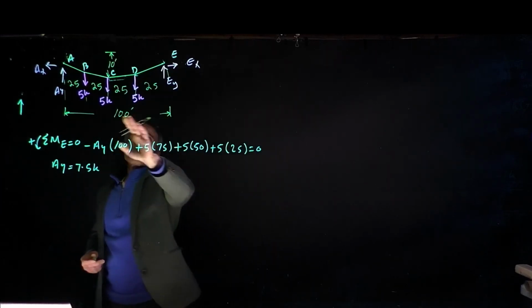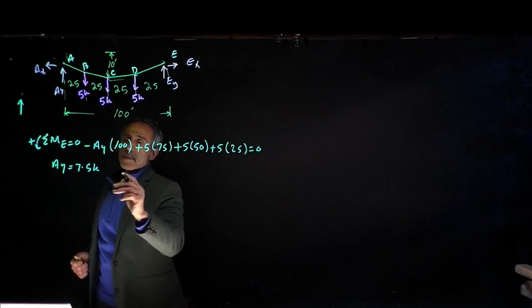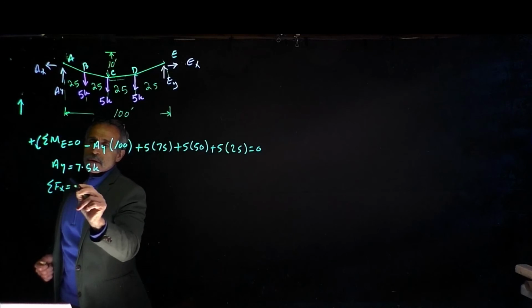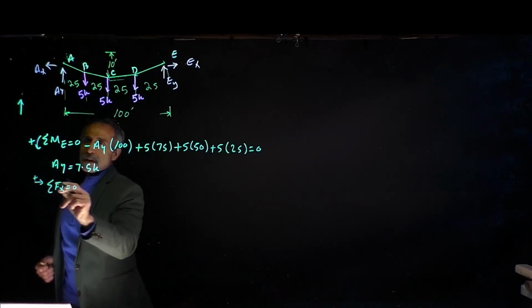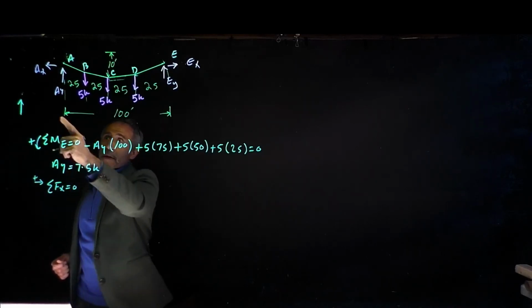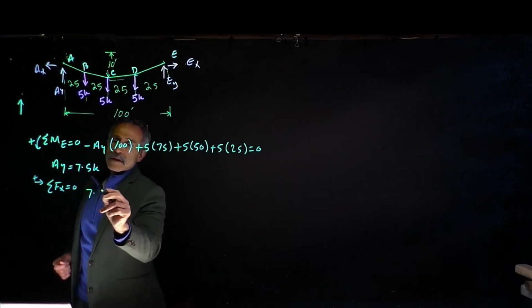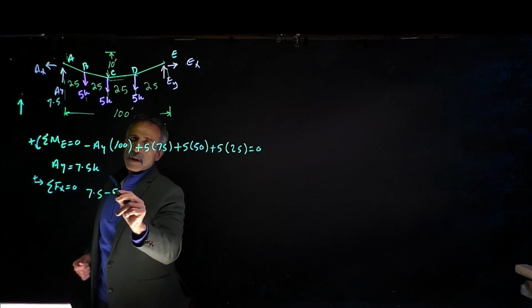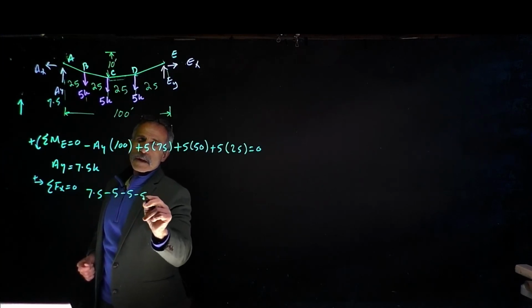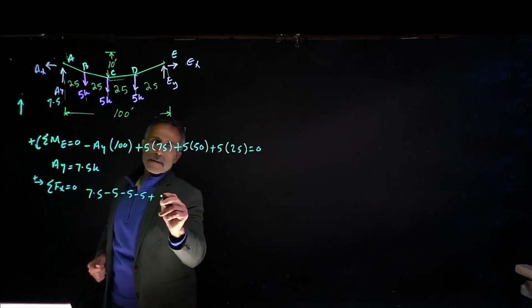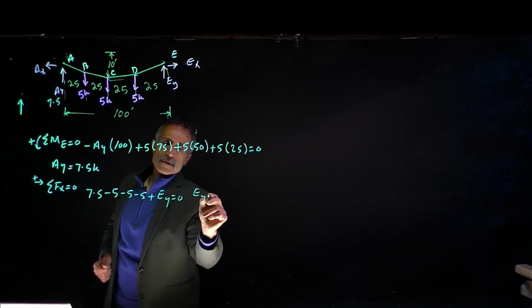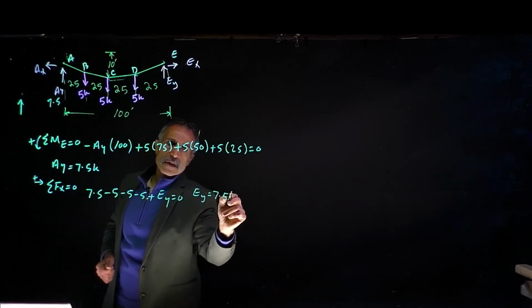And we know this is symmetric, so AY and EY are equal. I'm going to say summation of Fy is equal to 0. Going up is positive. I have my reaction was 7.5, minus 5, minus 5, minus 5, plus EY equals 0, and EY comes out to 7.5 kip.